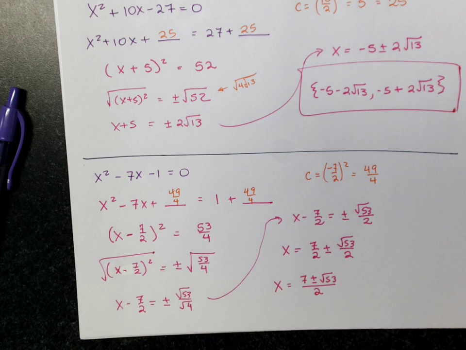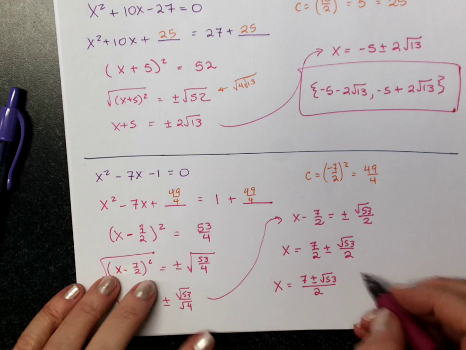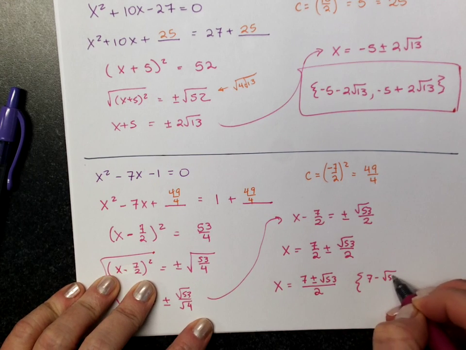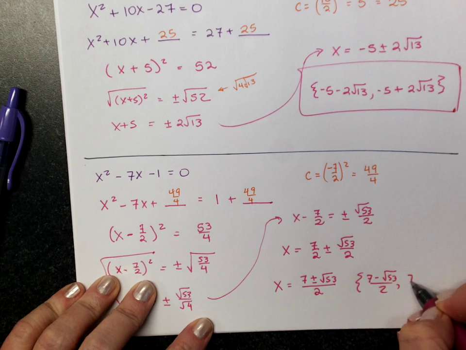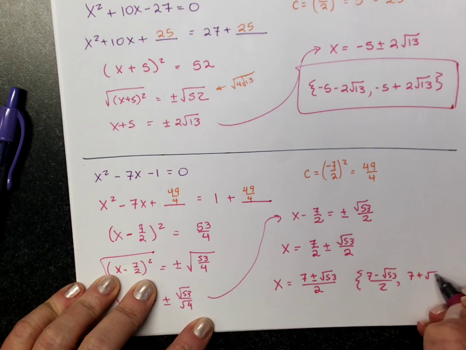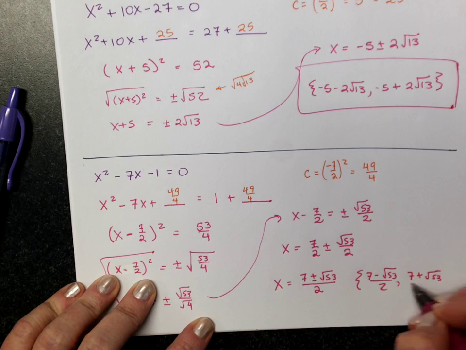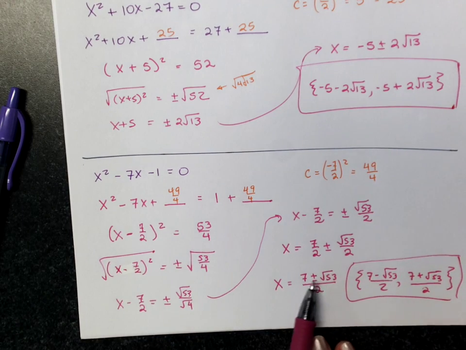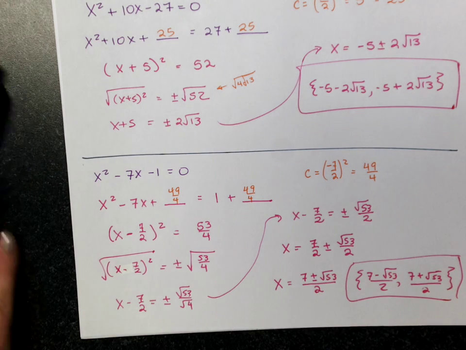It's not that bad, right? I know fractions sometimes make our brains freeze, but this would be 7 minus square root of 53 over 2, and 7 plus square root of 53 over 2. You should ask yourself, our three numbers here, our two numerators and the denominator, are 7, 1, and 2. Do they have any common factor? 7, 1, and 2. No. So you're as simplified as you can be.